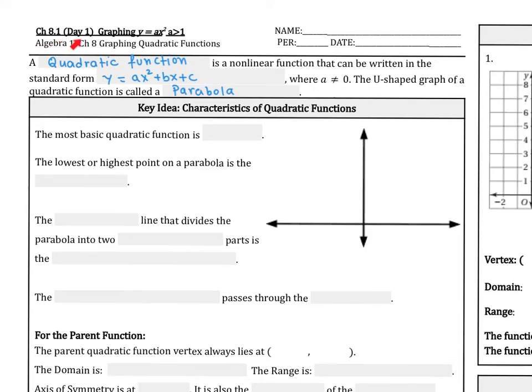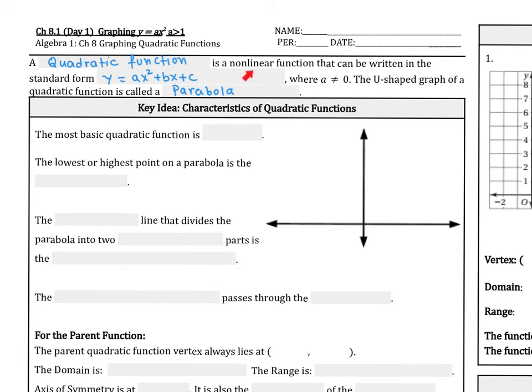Chapter 8.1, Day 1, Graphing y equals ax squared, where a is greater than 1. Ax squared is a quadratic function because it's a second degree equation, so this is called quadratic. A quadratic function is a non-linear function. A linear function, when you graph, gives you a line as a graph. And a quadratic function is a curve that is called a U-shaped graph.